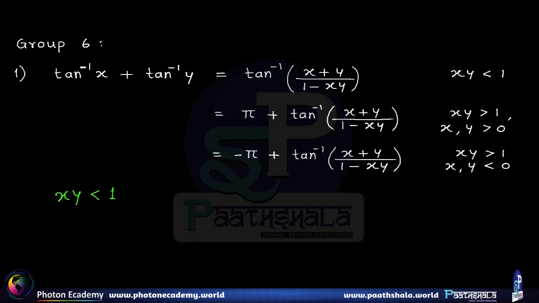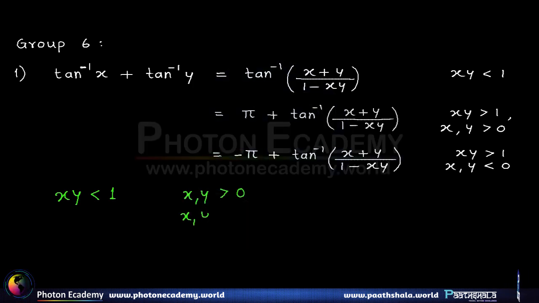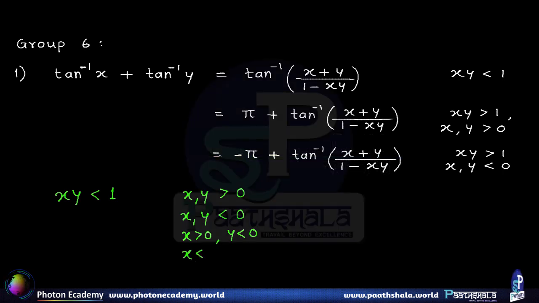Now if you look at this closely, we want the product of x and y to be less than 1. This can be achieved in many ways: it might be possible that both x and y are positive and their product is less than 1, or both x and y are negative yet their product is less than 1, or x is positive and y negative, so that their product will be negative, which has to be less than 1, or the other way around, that is x is negative and y is positive.